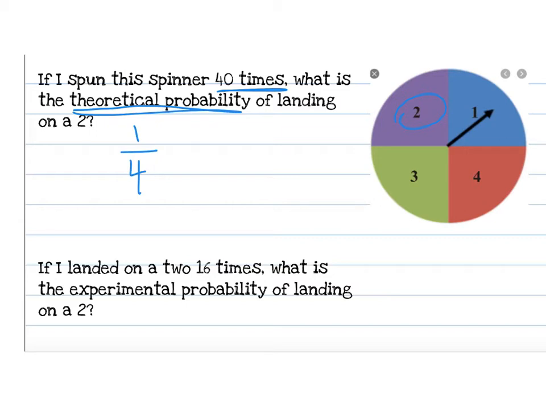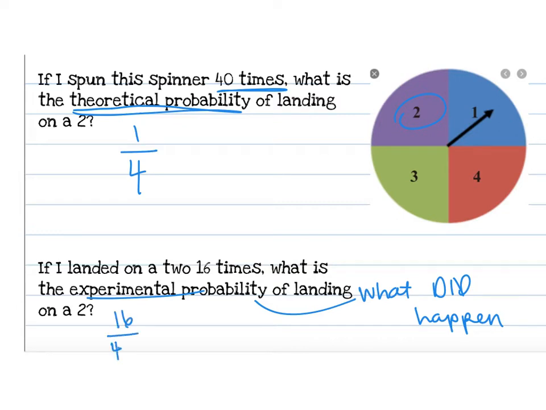Now on the next one, if I landed on a 2 16 times, what is the experimental probability? Again, experimental probability is what did happen. And it's telling me that I landed on it 16 out of 40 times. And I should simplify that. I can divide them both by 8, which would be 2/5. So 2/5 of the time it landed on a 2.